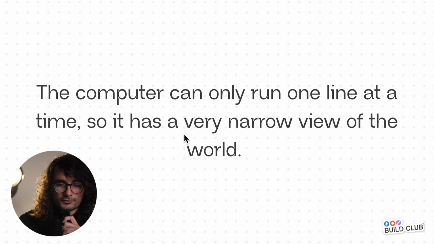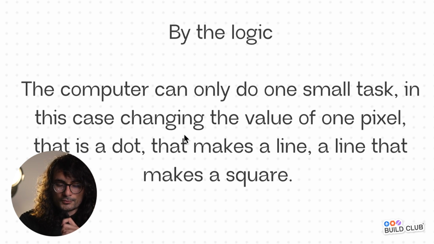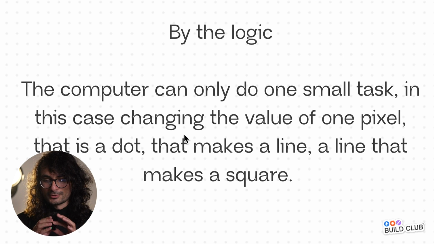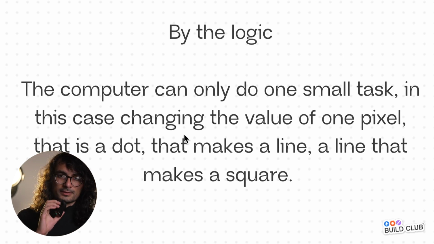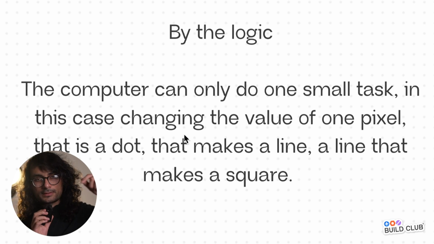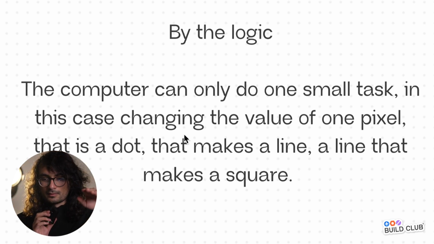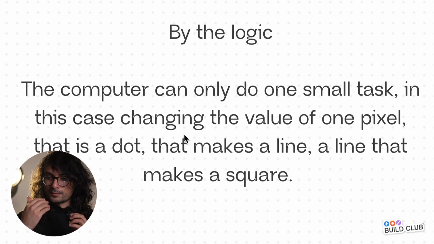A computer has a very narrow view of the world. By that logic, it can only do very small tasks at a time, and they have to be very precise. In this case, we'll talk about why, because a computer has no idea what's going on. So it can only draw one pixel at a time or change the memory space of one pixel at a time. So that becomes a line, and that becomes a square. You have to be very precise.